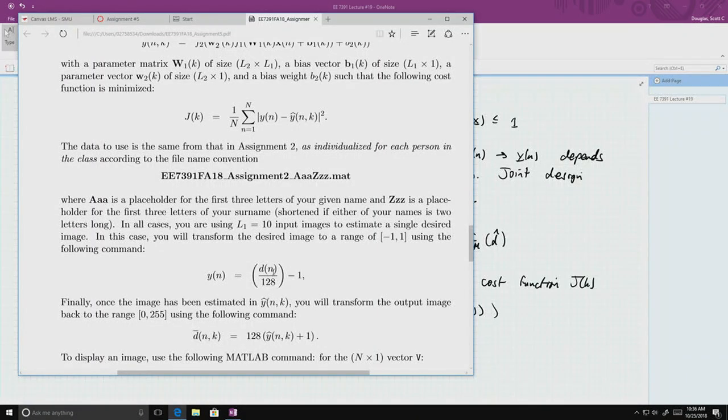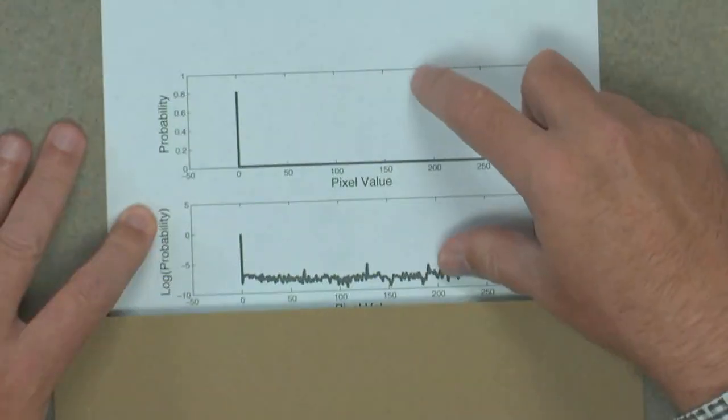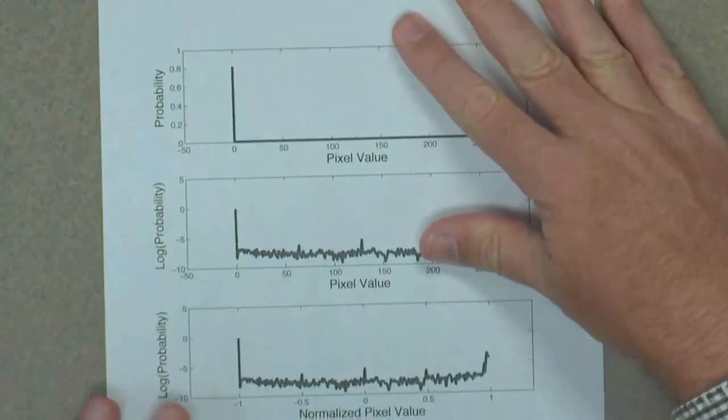So what do I say? I say y of n, I change the training data, I say y of n is d of n divided by 128 minus 1. So dividing 255 by 128 roughly makes it equal to 2. Subtracting 1 makes it roughly equal to 1. This makes the 0 values go to minus 1. So guess what? These two things correspond to the histograms of the d. This is the histogram of the y.